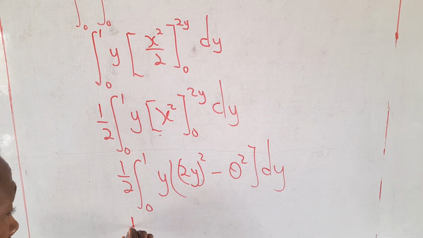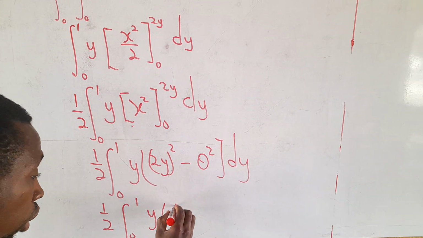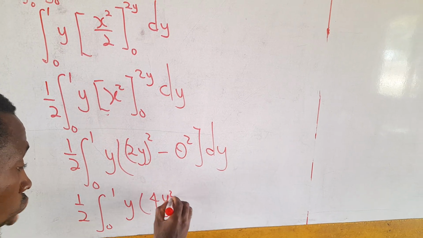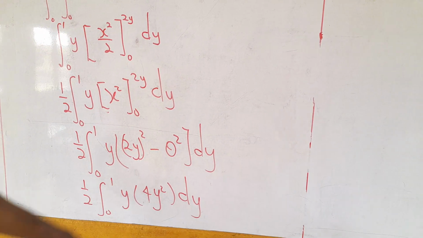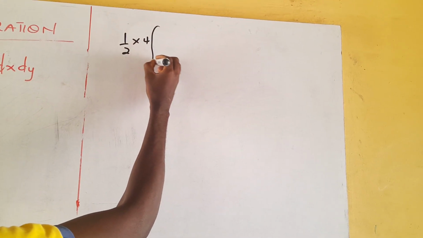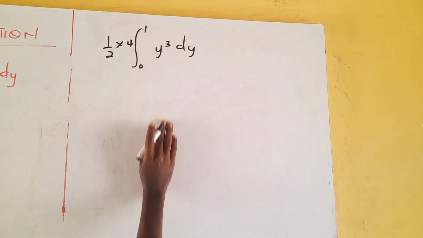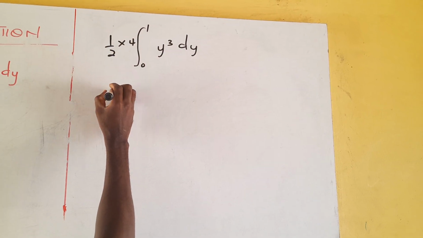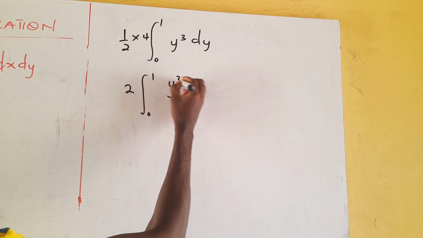So what do I have? I'll have half integral from 0 to 1 of y. 2y squared will give me 4y squared. This is already 0 dy. So when we simplify this further, I'll let the 4 multiply, then y multiply y squared. So we have half times 4 integral from 0 to 1 of y cubed dy. So now we integrate this. Half times 4 will be 2 integral from 0 to 1 of y cubed dy.